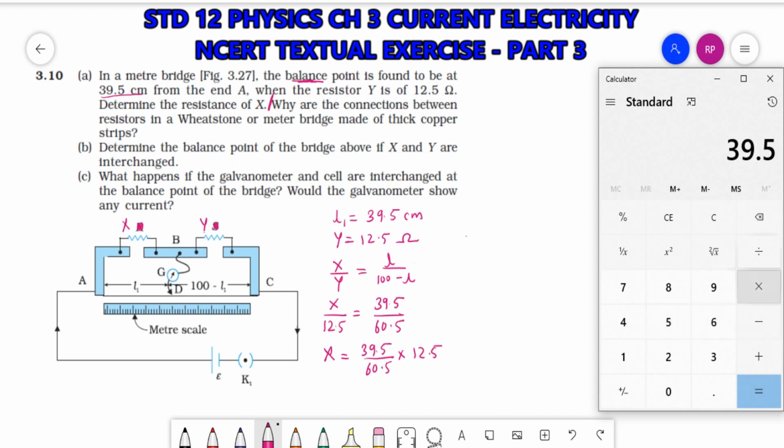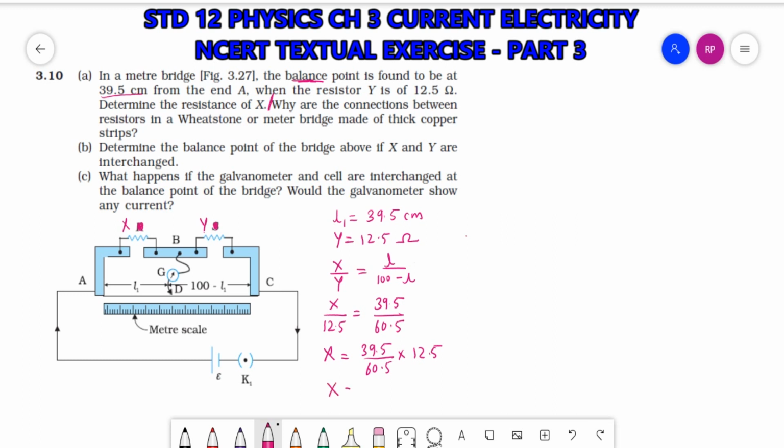39.5 divided by 60.5 into 12.5. This is equal to 8.16. So the resistance X is equal to 8.16 ohm. Here, this was the first part.